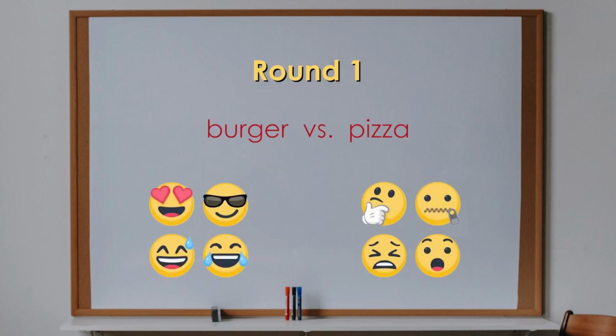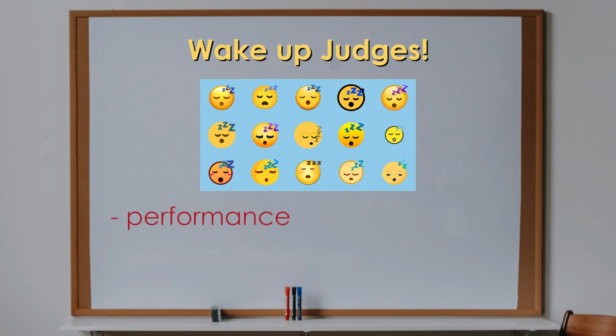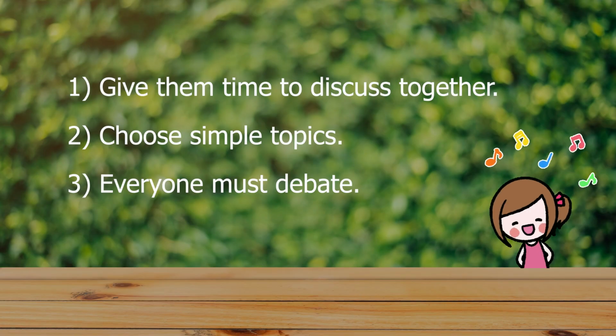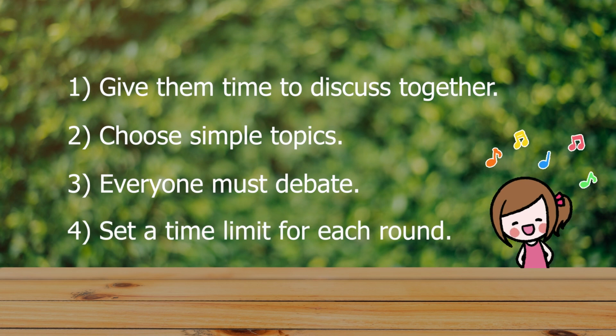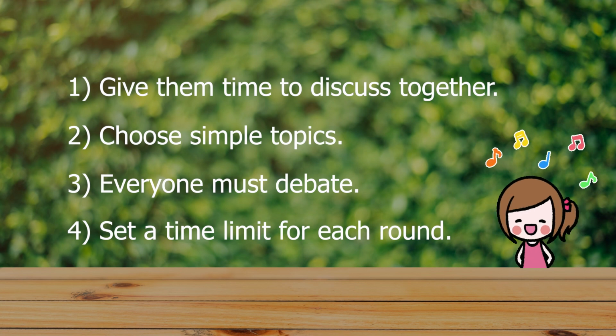While these 8 students are debating, we don't want the rest of the class to fall asleep, right? So I make them judges. They have to take notes of each team's performance, their strengths, weaknesses, arguments, and eventually the judges have to decide which team wins the debate. To keep things organized and fair, set a time for every round, like maybe 10 to 15 minutes to guarantee that no one would take more time than the other teams.